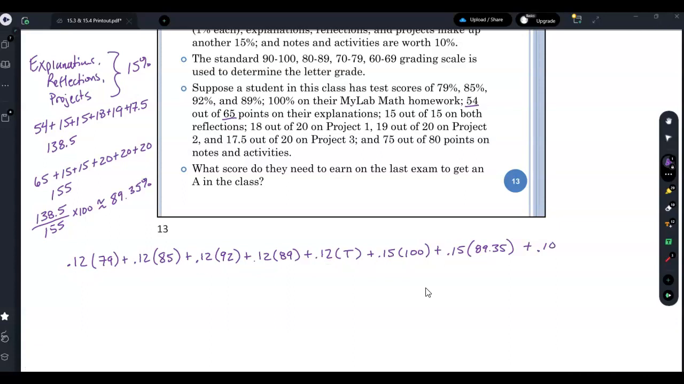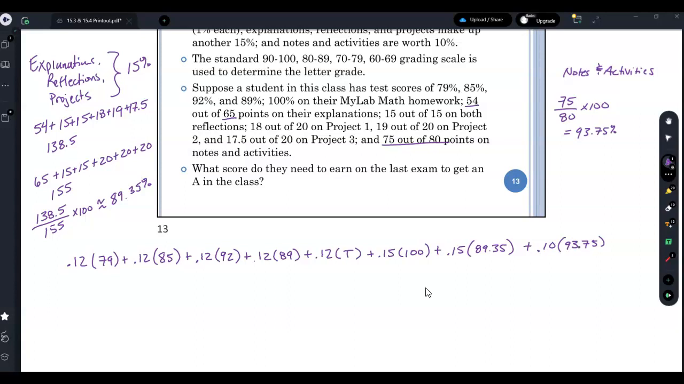So in this case, it said that this student has 75 out of 80 points on notes and activities. So again, I could just divide that and multiply by 100. And that will give me their average on notes and activities. So 75 divided by 80 is 0.9375, and then multiply that by 100. And this is 93.75%. So I'm going to do 10% times 93.75.